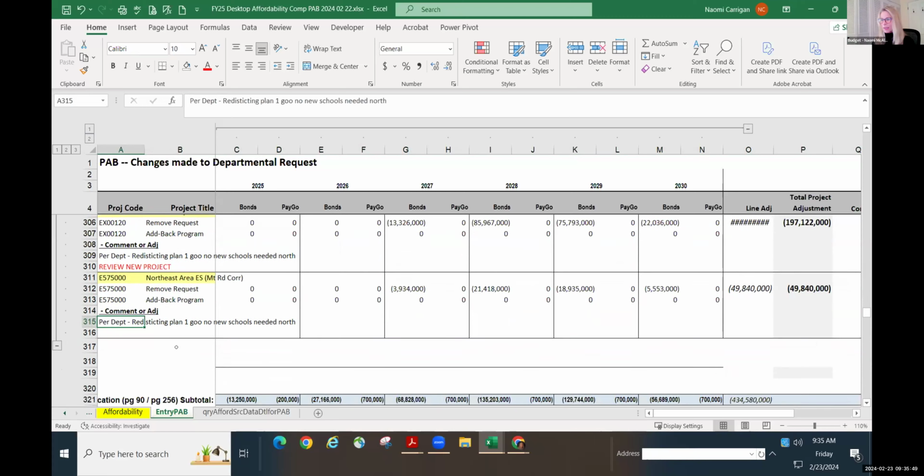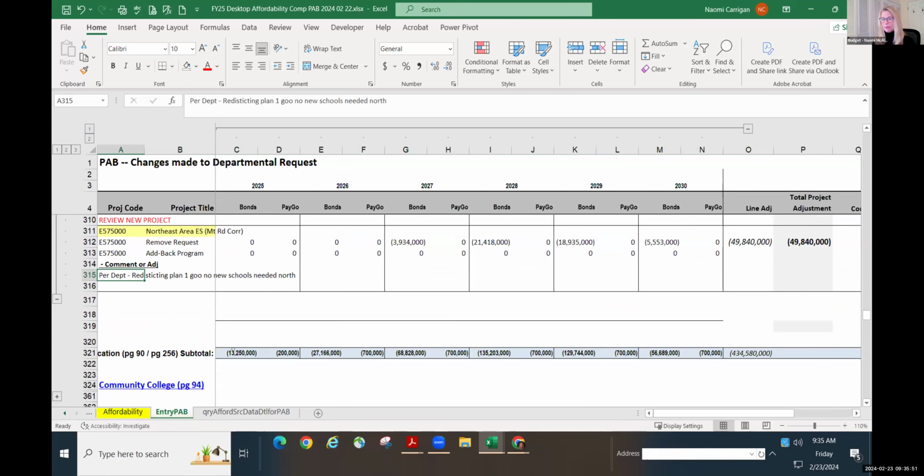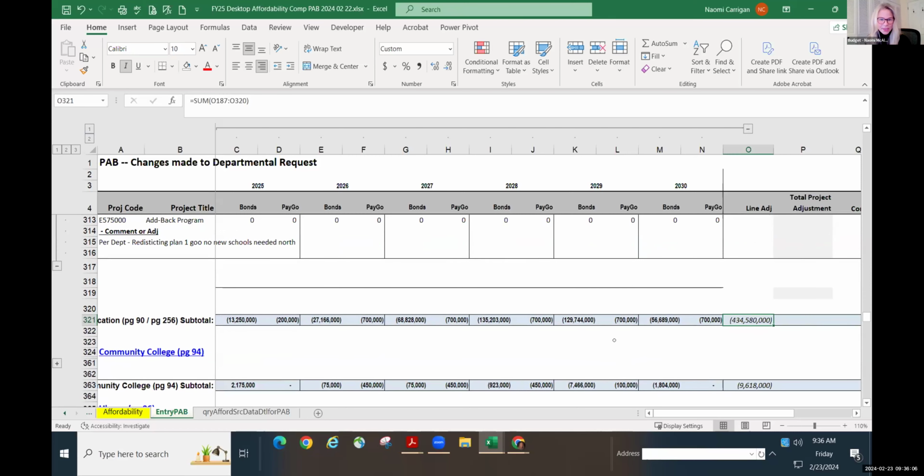Alrighty. Okay, so given what we have right now, we've removed $434 million of affordability. So that 500 number has now gone down tremendously. Yeah, that's why we start with the component units, because no one's gone through this process.